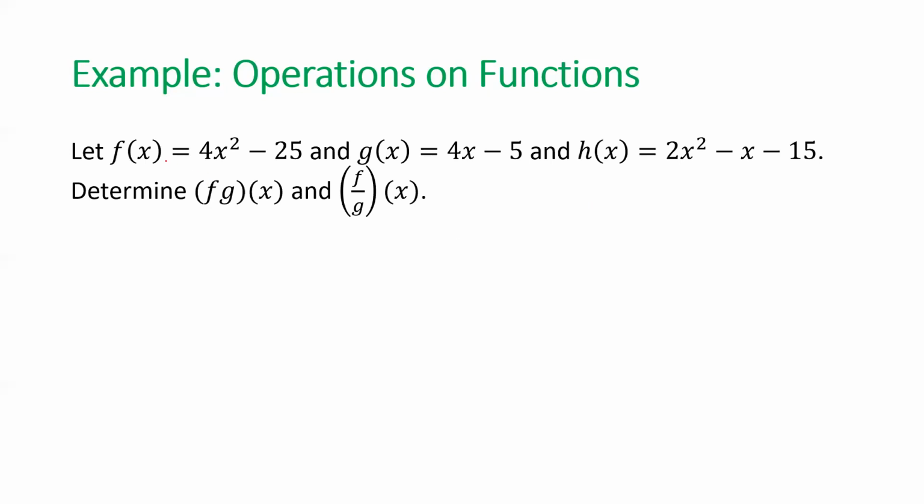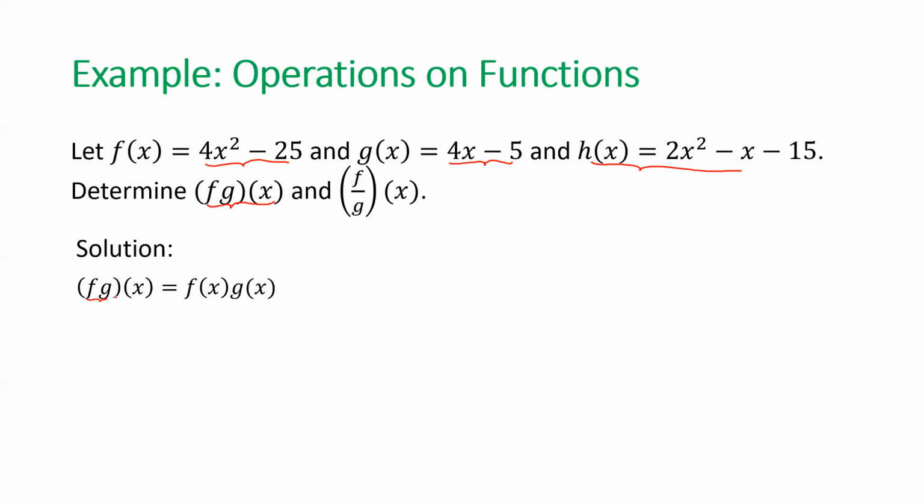Okay, next is, let's consider this time f of x is equal to 4x squared minus 25, g of x is equal to 4x minus 5, and another function, h of x equals 2x squared minus x minus 15. So let's determine f times g of x and f over g of x. So for our solution, let's solve for f times g of x first.